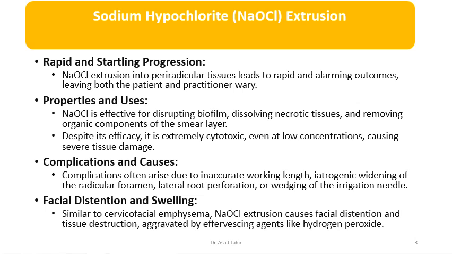Complications and causes. Complications often arise due to inaccurate working length, iatrogenic widening of the radicular foramen, lateral root perforation, or wedging of the irrigation needle. Facial distension and swelling. Similar to cervicofacial emphysema, NaOCl extrusion causes facial distension and tissue destruction, aggravated by effervescing agents like hydrogen peroxide.